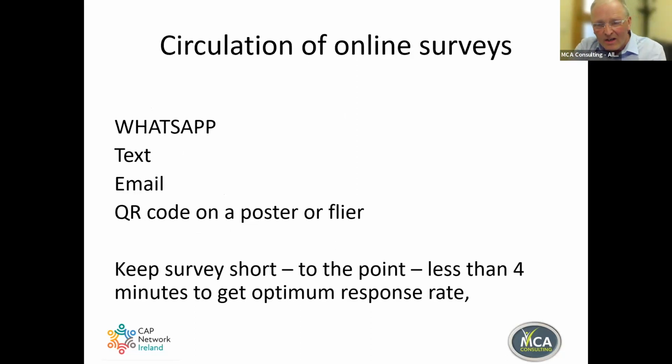So in terms of circulation and getting it out to farmers, from my experience dealing with farmers and residents and people in local communities, WhatsApp. Some of you already have WhatsApp groups. I know a number of advisors have those. If you don't have WhatsApp groups, maybe consider setting one up. Text, email. The other one obviously is a QR code on a poster or a flyer. So I'm sure you're all familiar with this.